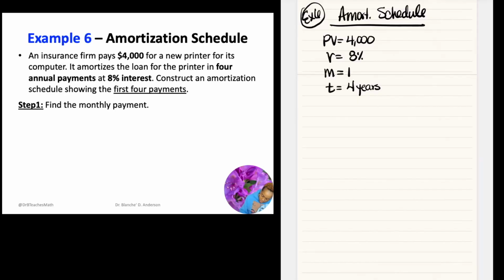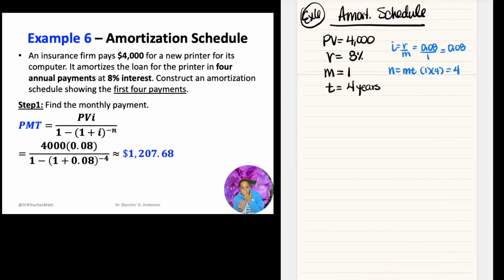Okay, so your I is going to be R over M. 8% is 0.08, right? Divided by 1. It stays. And then your N is M times T. So that's going to be 1 times 4. So that's going to be 4 because we're doing it for 4 years.